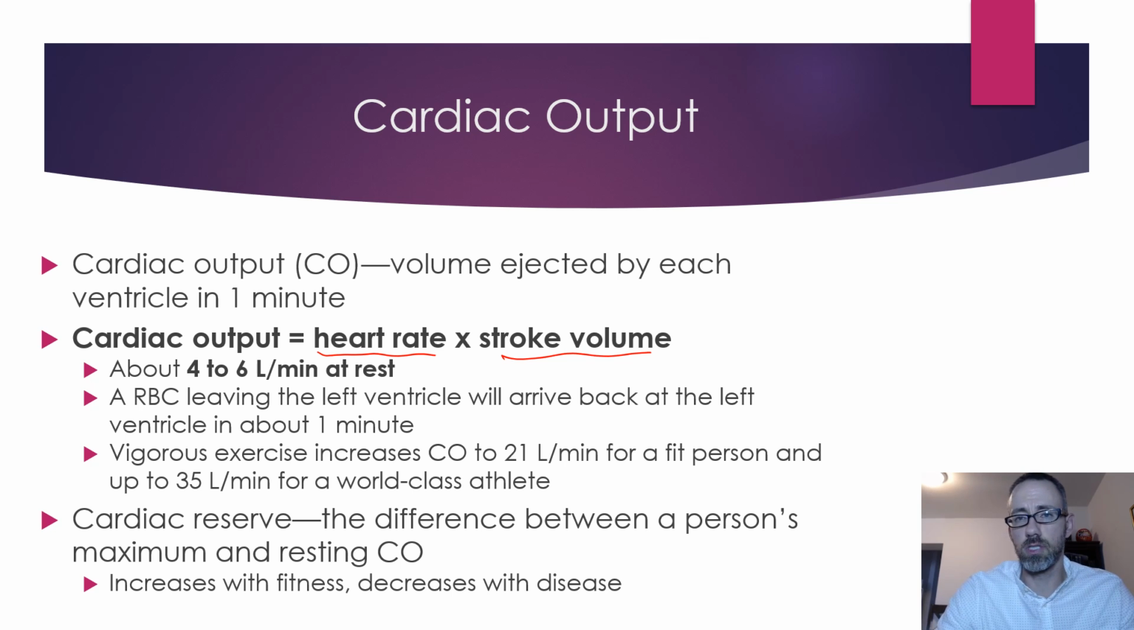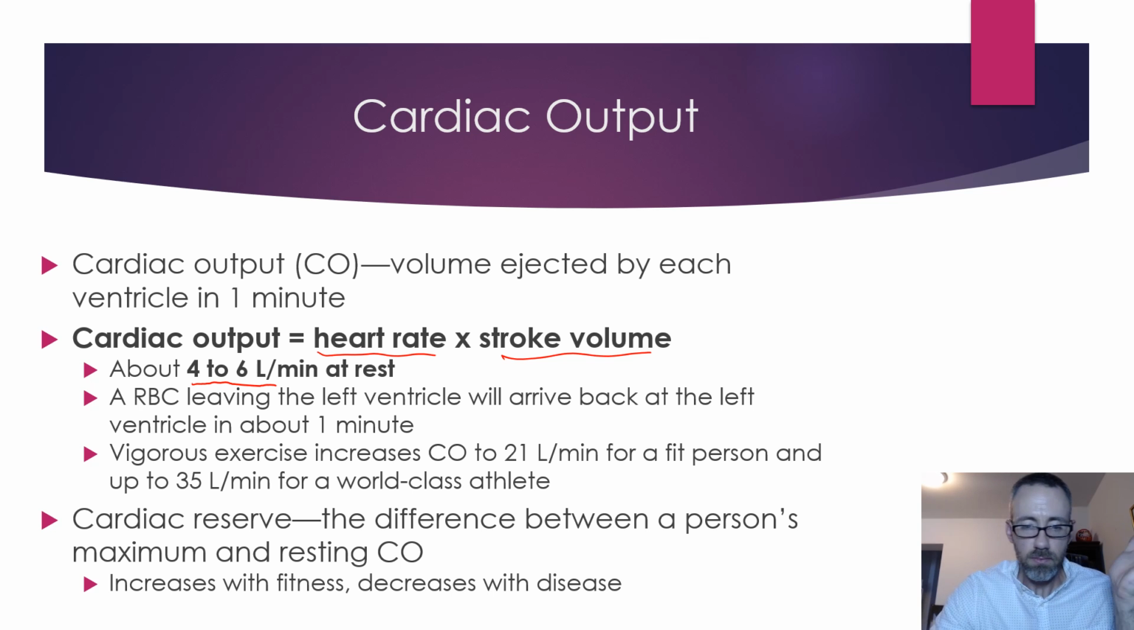So if we use those two average numbers, which of course are numbers at rest, it would be 75 beats per minute times 70 mLs per beat. And you'd end up with about 5,250 milliliters per minute. That's just a little over 5 liters every minute, and in fact, that's close to the average resting cardiac output. The range is typically 4 to 6 liters per minute at rest, and that's typically how we report a cardiac output: liters per minute.